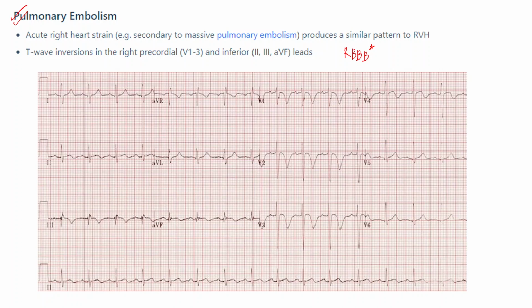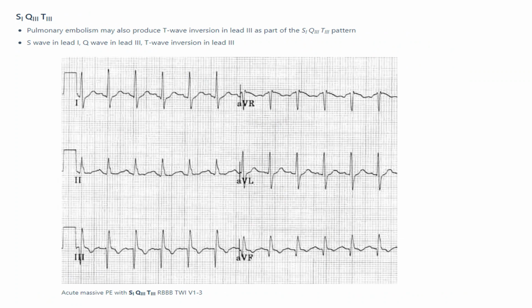It may produce a right bundle branch block associated with T inversion, and sometimes it may only produce an S1Q3T3 pattern. This T3 means lead 3 will get an inverted T. Anyway, more on this we'll be discussing later. So as of now, remember pulmonary embolism can also cause a T inversion.